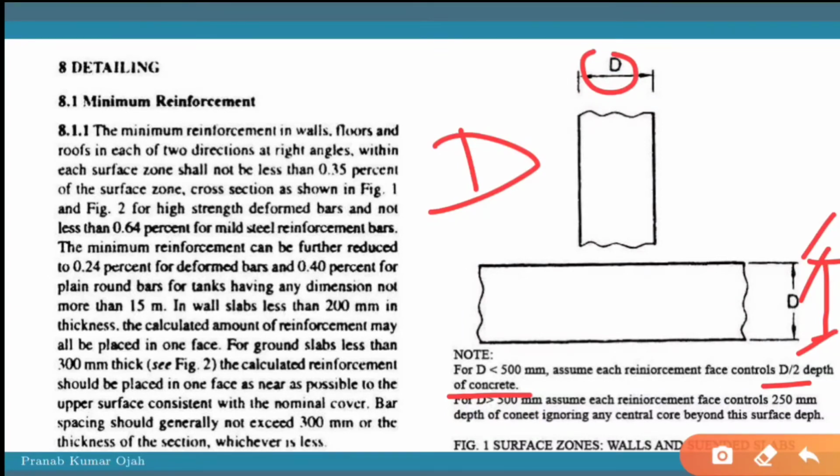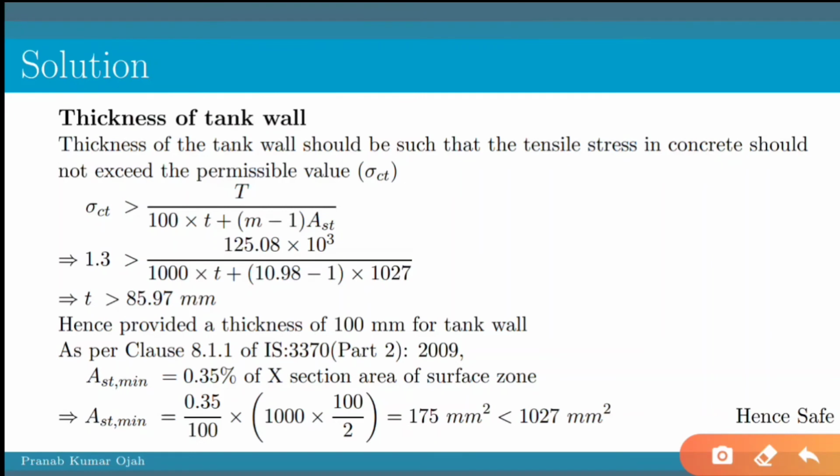But for calculation, we have to consider D by 2 as per the IS code, when the thickness is less than 500 mm. So here our thickness is 100 mm, so it should be 100 by 2 for the calculation. So the minimum AST is 175.5 mm square, which is less than 1027 mm square. Here we have checked the minimum reinforcement against our provided reinforcement.